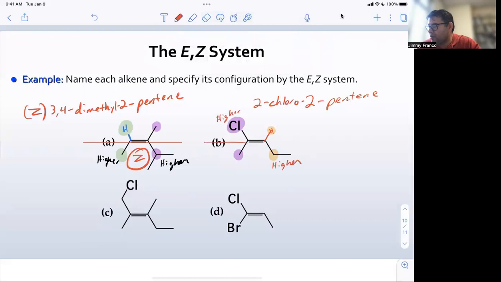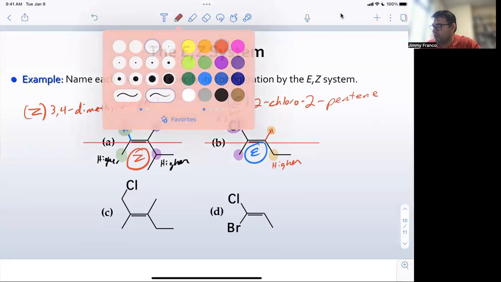We draw a line through the double bond. And now in this case, the 2 higher priorities are on either side of the double bond. Right? So if they're on either side of the double bond, we'll put an E. All right, so this is an E designation. So not too bad, right? We're kind of getting the hang of it. All right, let's try another one.